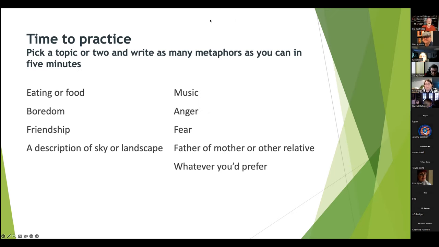So it's time to practice. I hope you all have a computer or a piece of paper in front of you. I want you to pick a topic or two from this list, or any topic that you want. And for the next 5 minutes, work on, quite frankly, multiple metaphors for any one or two or three of these that interest you. If you get stuck on one and it doesn't work, shift to another one. And then we'll come back in 5 minutes and look for volunteers. We'll post some of them if you want right away in the chat. But I'm hoping we'll also have some people speak up and volunteer the ones they have. Okay, the clock has started.